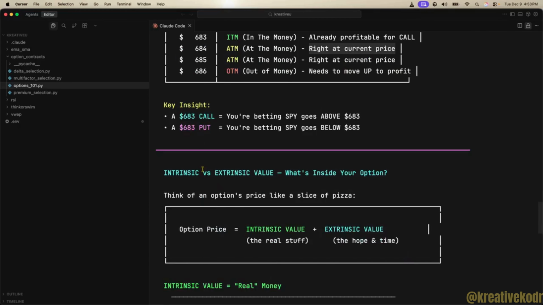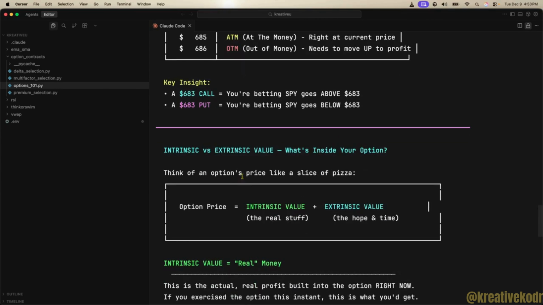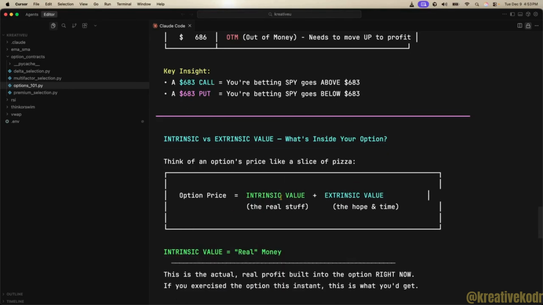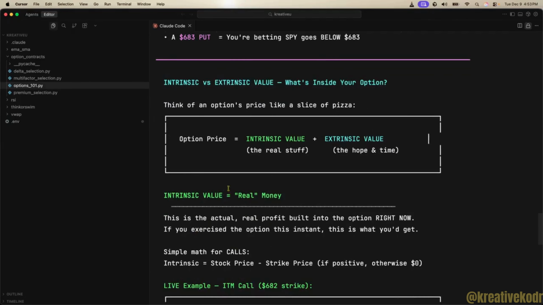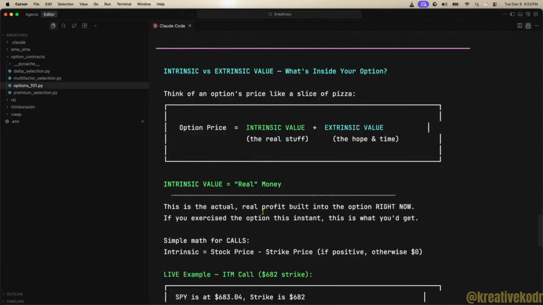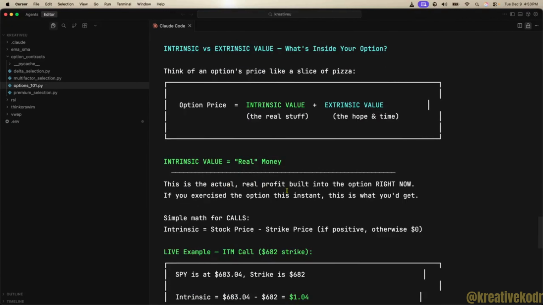So what is intrinsic versus extrinsic value, and what's inside your option? Think of the option price like a slice of pizza. The option price equals the intrinsic value, the real stuff, plus the extrinsic value, the hopes and the dreams, right? The intrinsic value equals the real money. This is the actual real profit built inside the option right now. If you exercise the option, this is instant and this is what you get.